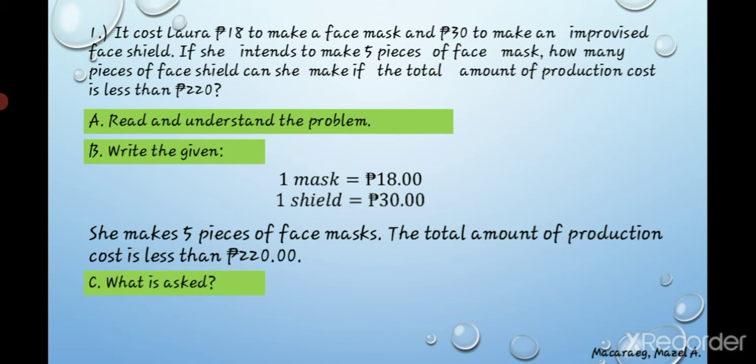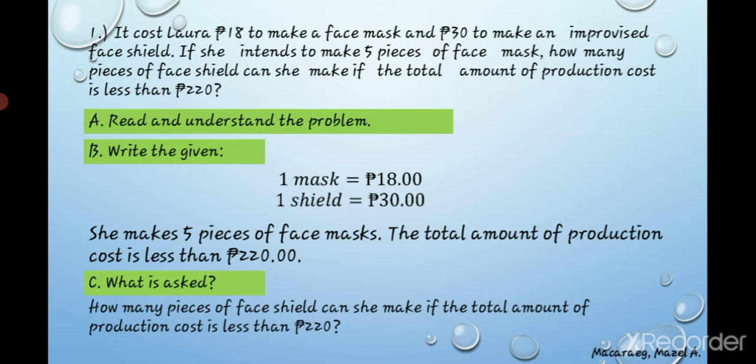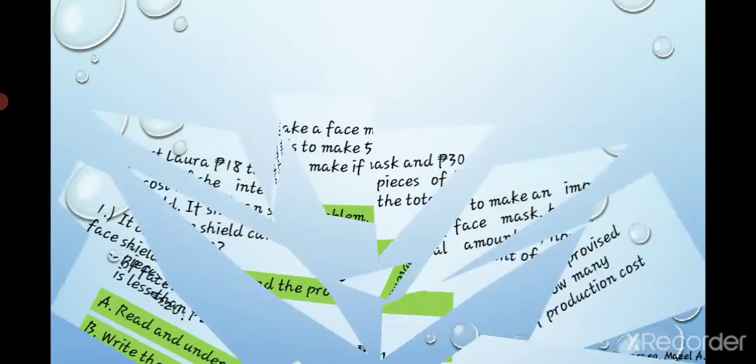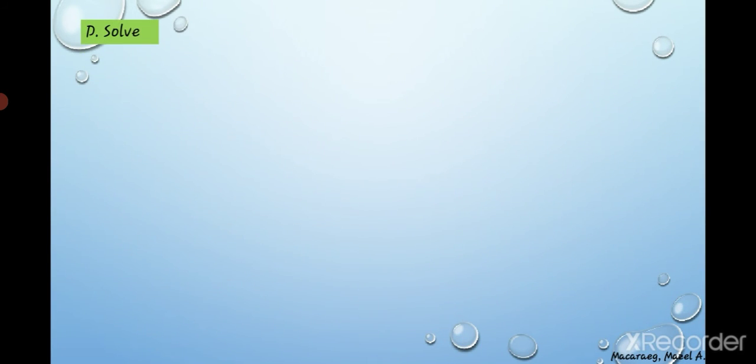Letter C. What is asked? How many pieces of face shield can she make if the total amount of production cost is less than 220 pesos? Now we are ready to solve.